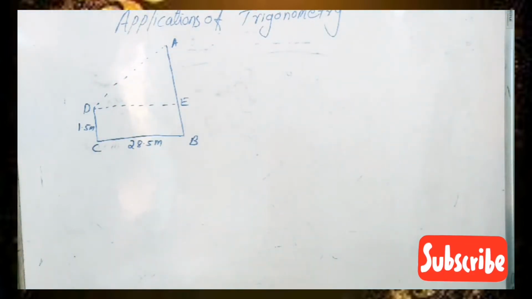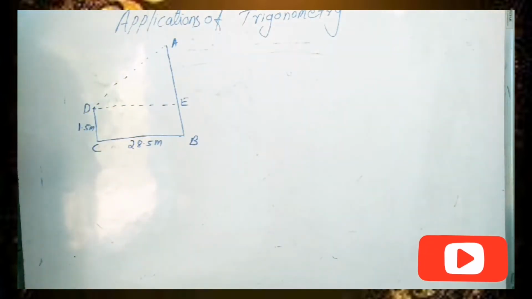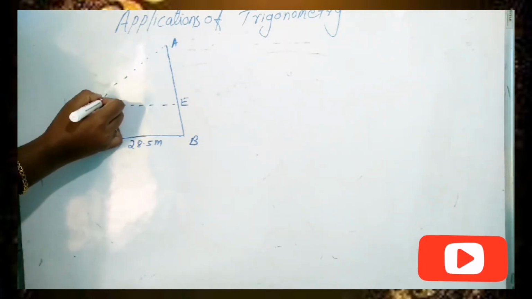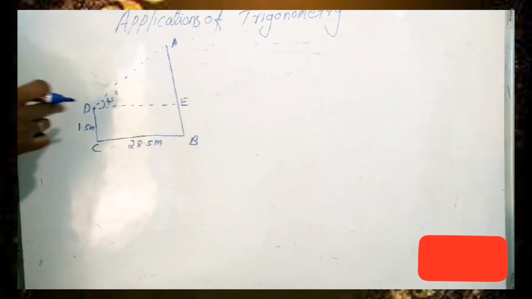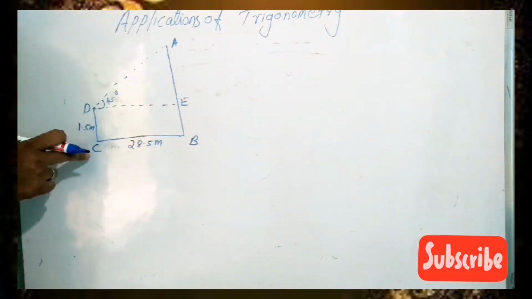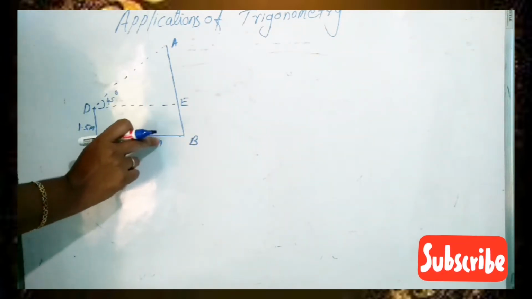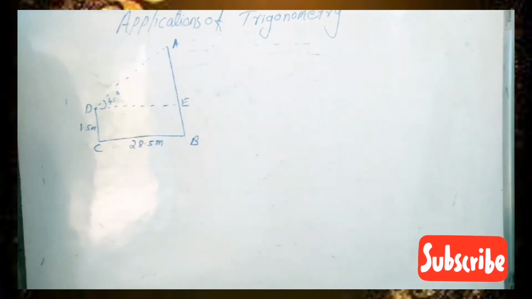It is given that the angle of elevation of the top of the chimney from her eyes is 45 degrees. This DC is our observer, so obviously this is the eye of that person. Then the angle of elevation is 45 degrees. The height of the observer is 1.5 meters and she is standing 28.5 meters away from the foot of the chimney. We need to find the length of AB.